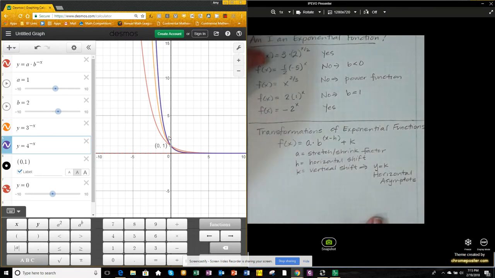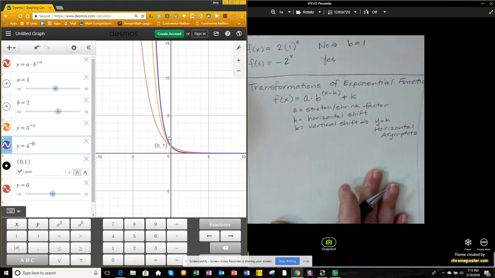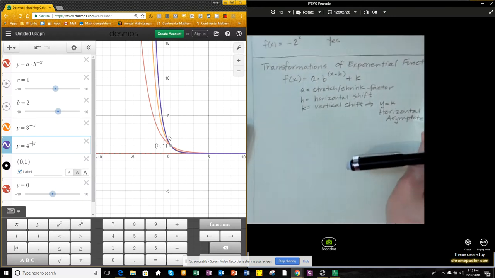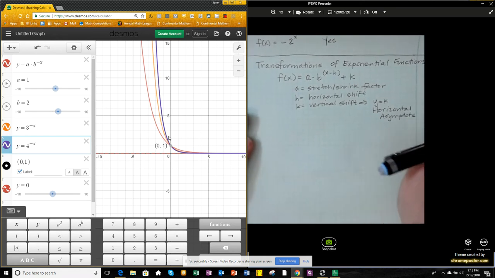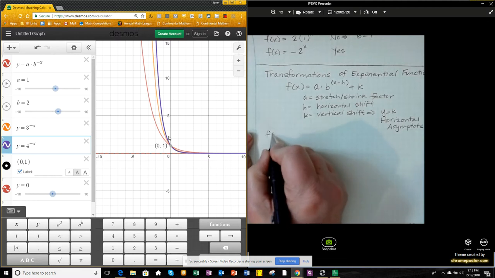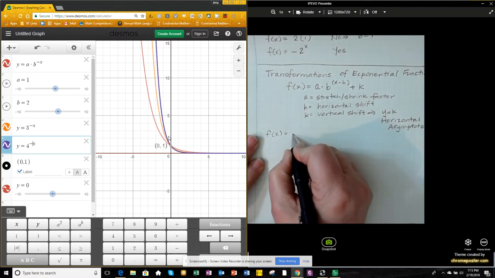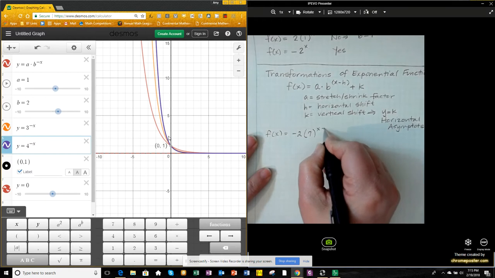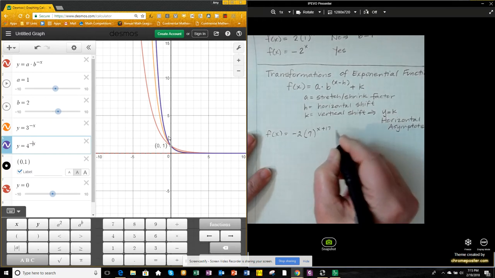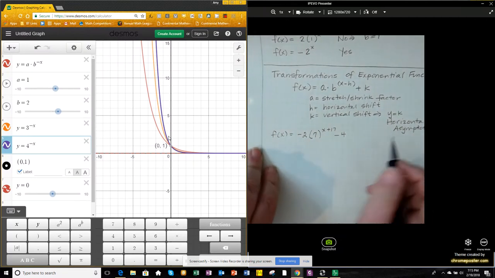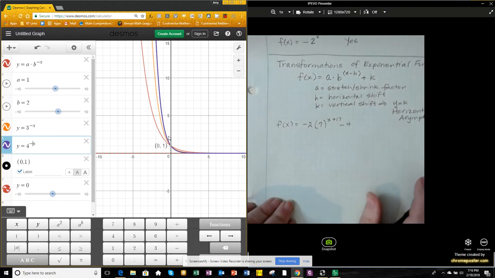All right, so let's practice one. All right, so let's graph one. I'll give you an example here. Let's say we're going to graph by hand f of x is equal to negative 2 times 7 to the x plus 17 minus 4. I tried to put some random numbers in there, but okay.